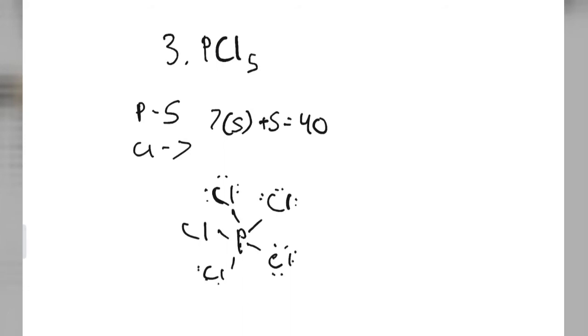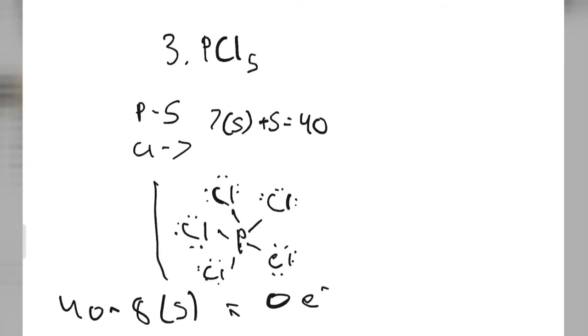And now we have to calculate our lone pairs. So each chlorine will have 8, so that's 8 times 5. And we're going to subtract that from 40, which gives us 0 remaining electrons. And that's it. We're done with this example. So our Lewis structure is like this. So it's just very simple.